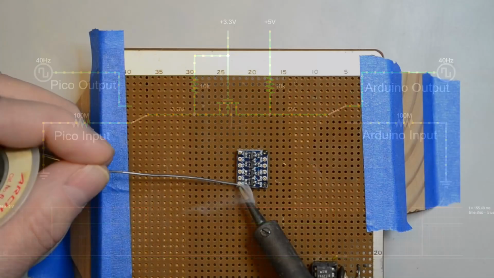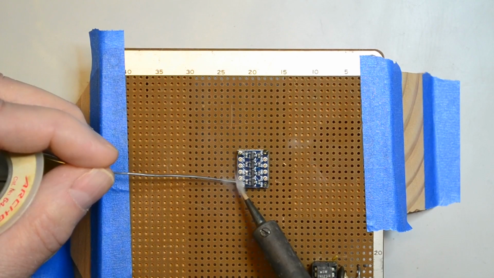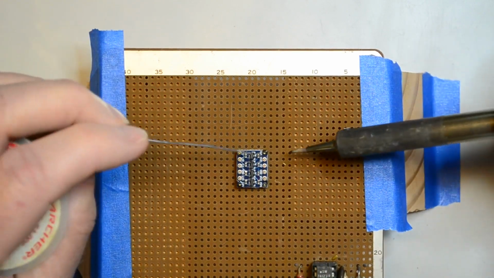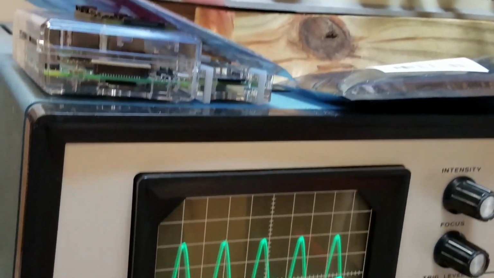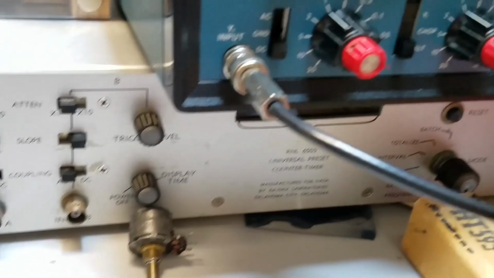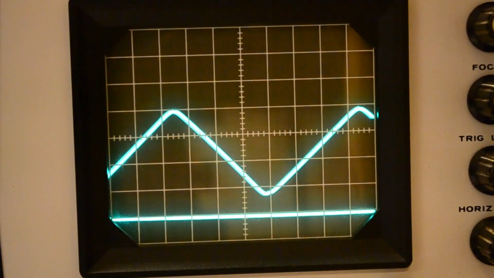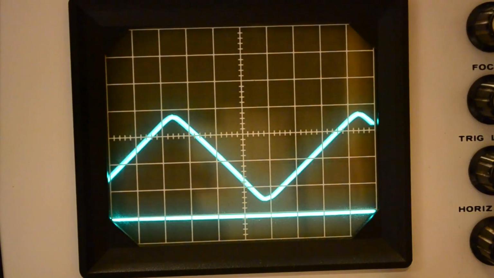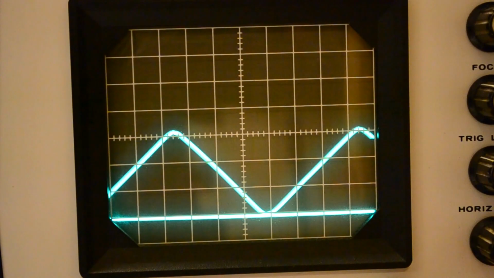First, I need to solder on a couple headers so this level shifter will fit in a breadboard. Next, I connect 3.3 and 5 volt power to the level shifter. I'll get the power from the Pico. Then I input a 3.3 volt peak-to-peak triangle wave into the low level side. I bias the signal so that the lowest voltage corresponds to ground.